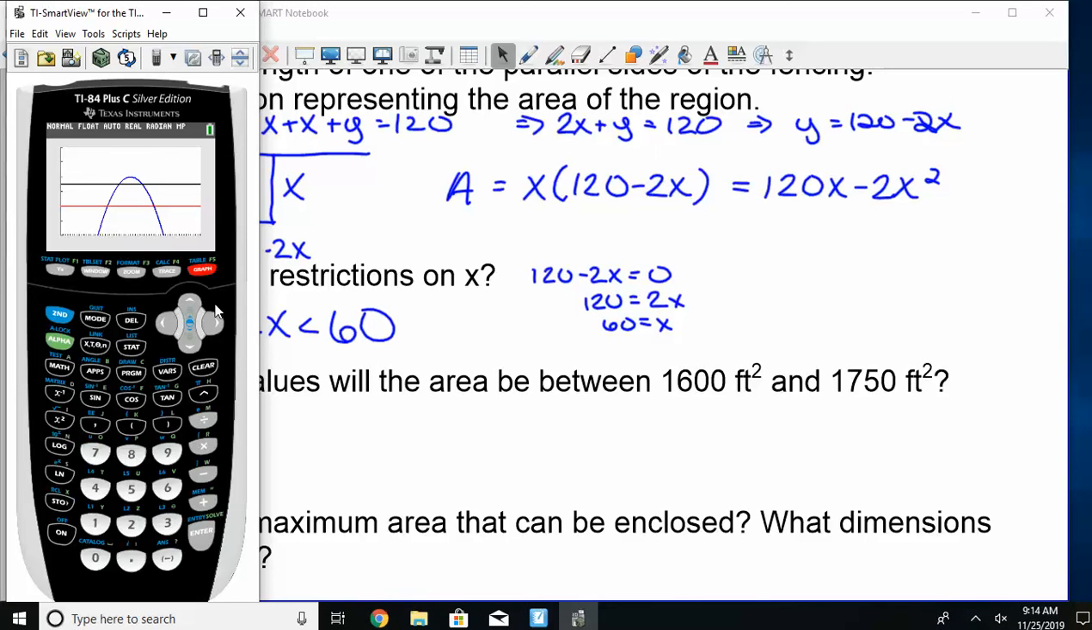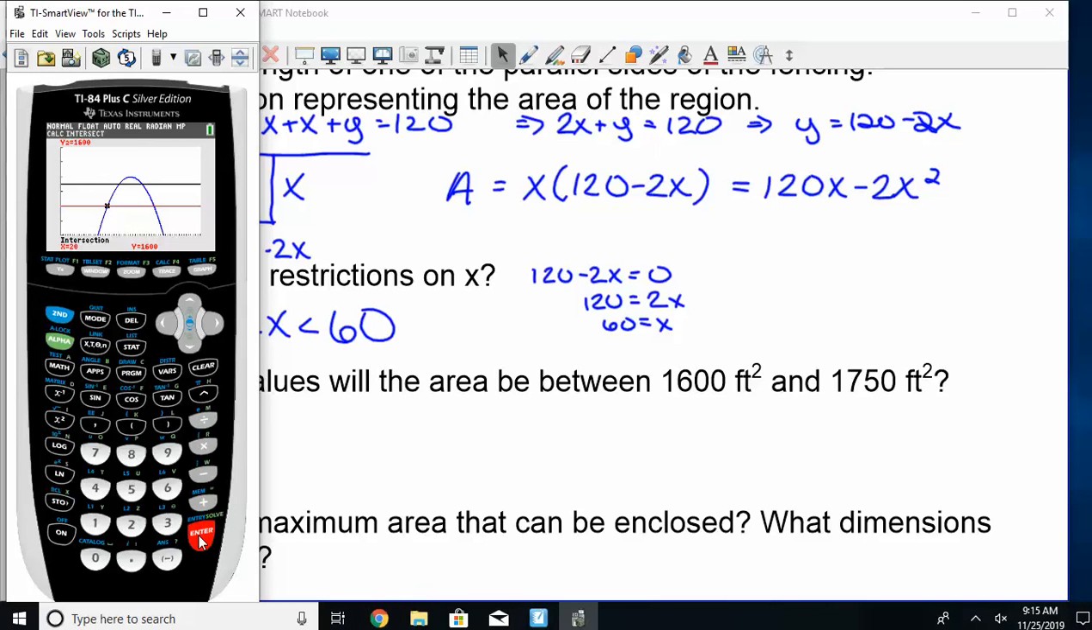Do you guys remember how to find where graphs meet? We went to second, trace, intersect, number 5. Okay, first curve it has up here, that's my parabola, just hit enter. Second curve, you can see mine jumped down to my 1,600 line, that's what I want, hit enter. Guess, I'm going to use my arrow to get over to this point and hit enter. And it tells me at the bottom, what is that X value? 20.